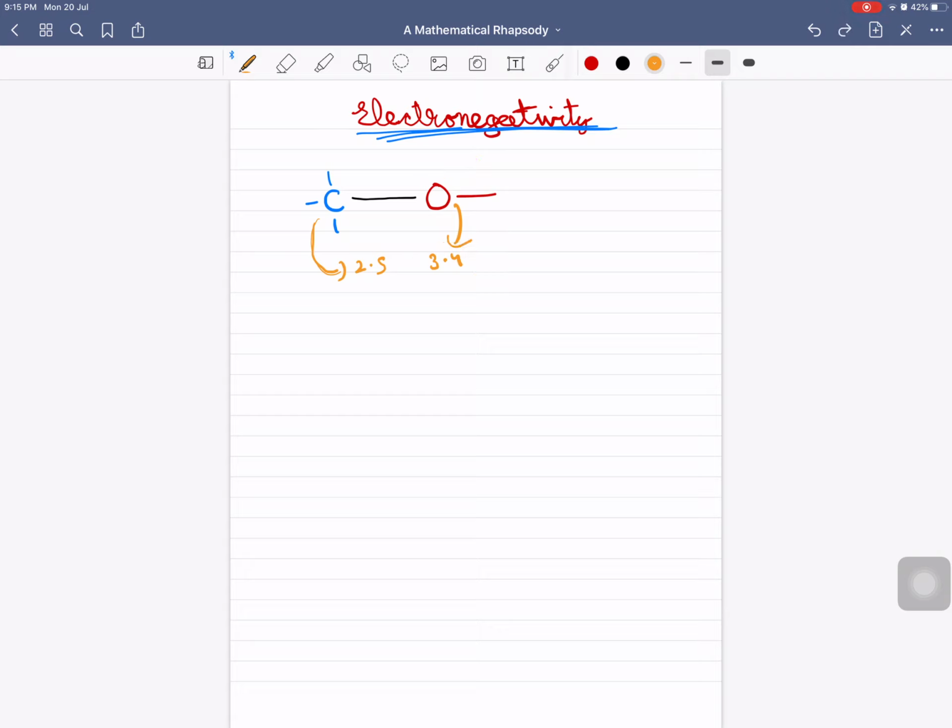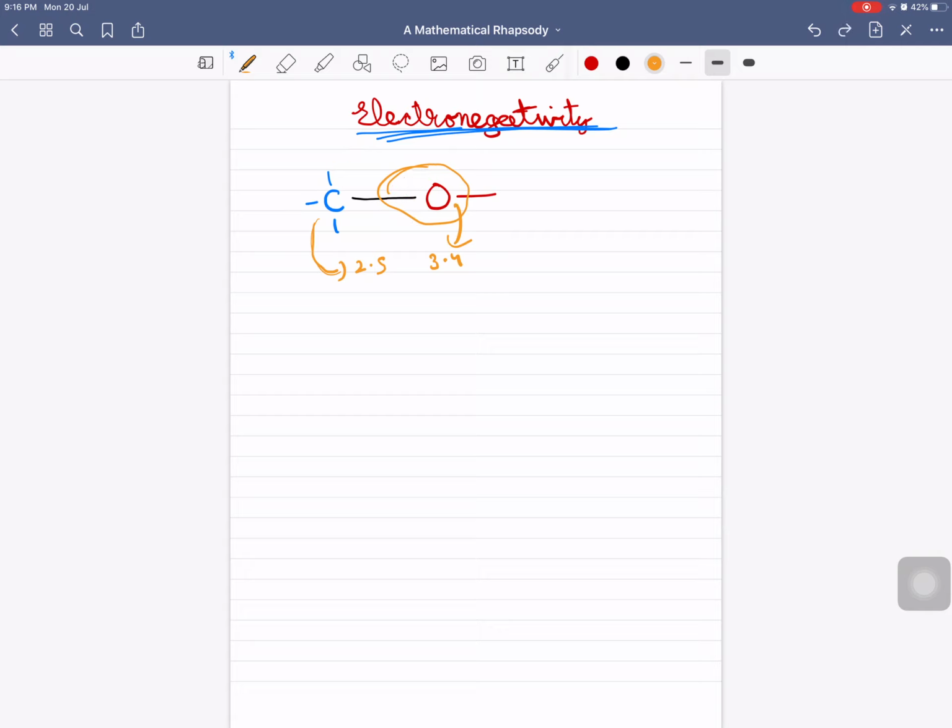Okay. So since oxygen has more power or more electronegativity, the electrons will be more around the oxygen than they do around the carbon. We know that electrons are not exactly particles, but they are distributed according to their probability. So the electrons are most probable to be found in this area than in this, right?